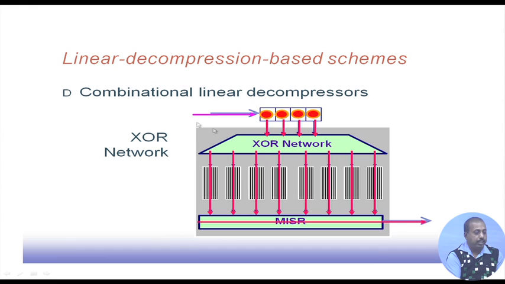What works finally is the combinational linear decompressor. The XOR network feeds the scan chains, and the scan chain output will be coming. Again the scan out bits will be coming to the MISR. The MISR will do the analysis, and then the response will be put onto the output. So this is the combinational linear decompressor. This input is coming here from the ATE, and this XOR network is doing the operation.